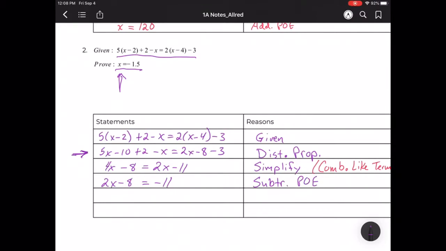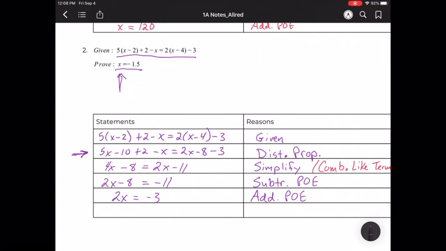Now we need to get rid of the minus 8, so we would add that to both sides. It cancels it on the left, which leaves 2x. And on the right, negative 11 plus 8 is negative 3. Since we added to both sides, it's the addition property of equality for our reason.